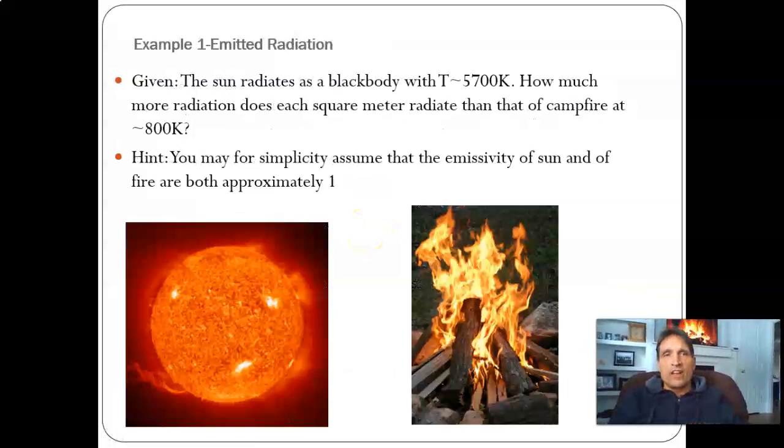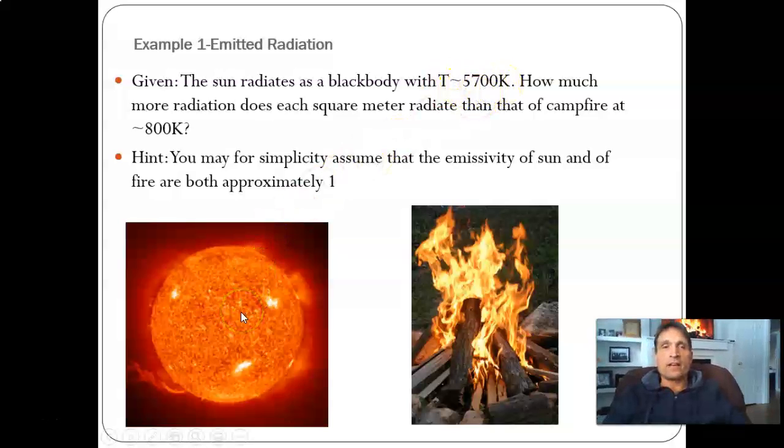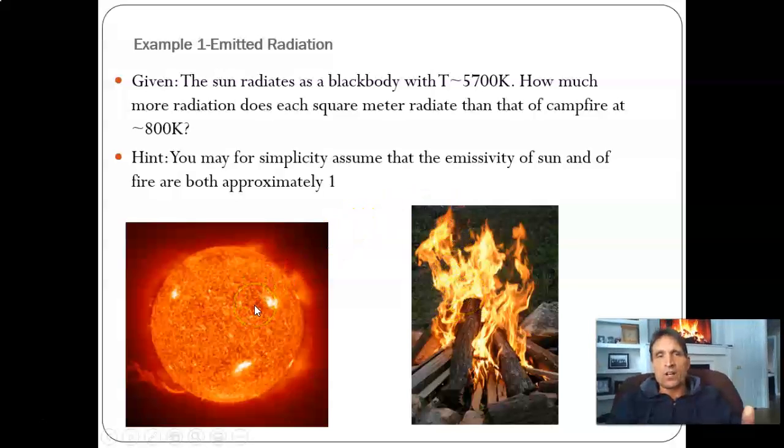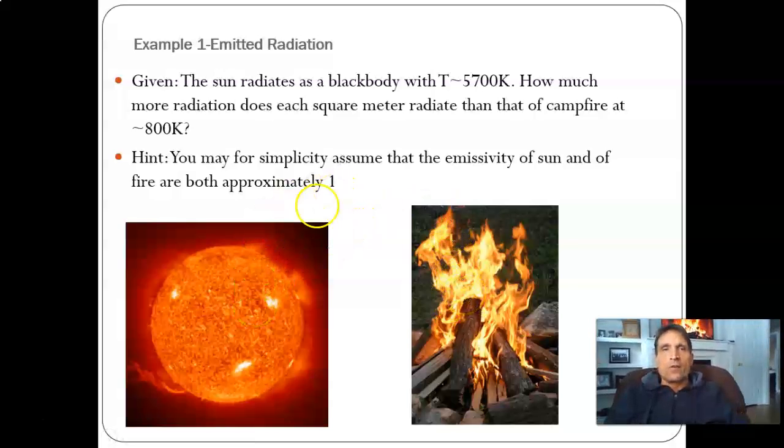So let's do an example here. Let's assume that the sun radiates the same amount of energy and the same wavelengths as a black body with temperature of 5700 Kelvin. So the sun you can approximate as a black body at a temperature of 5700 Kelvin. And let's approximate a campfire here as having a temperature of 800 Kelvin. So if we assume that each body has an emissivity close to 1, then calculate the ratio.